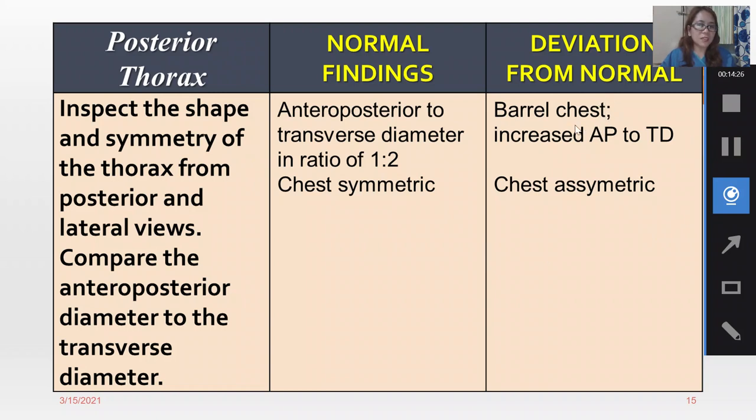So, as I mentioned kanina, barrel chest. Ano ba yung barrel chest? Papakita ko later. Sa barrel chest, increase ang kanyang anterior-posterior to transverse diameter. So, yung chest, it is asymmetric. Hindi siya pantay.